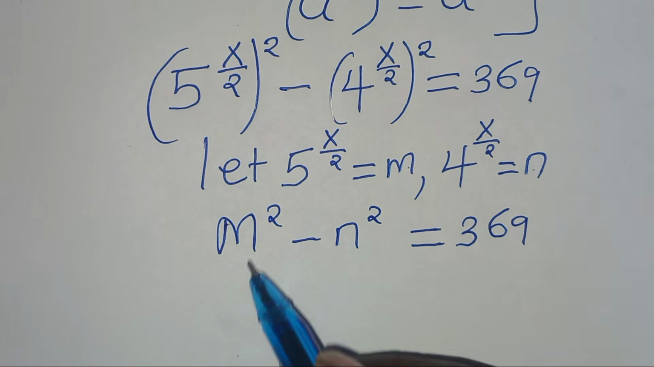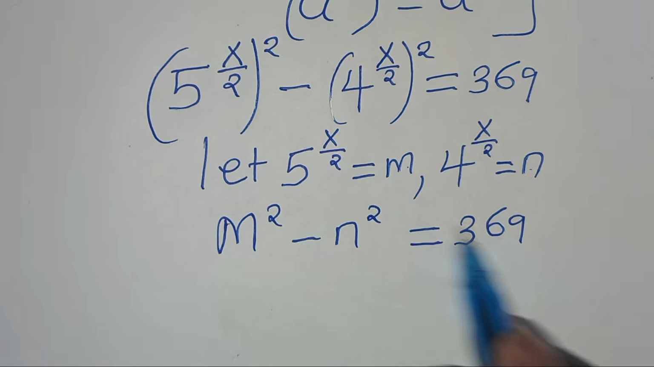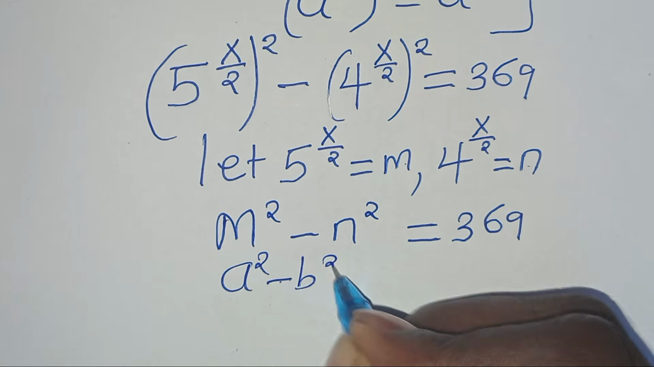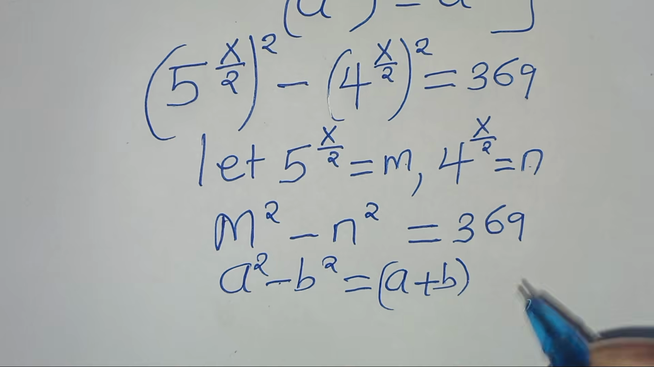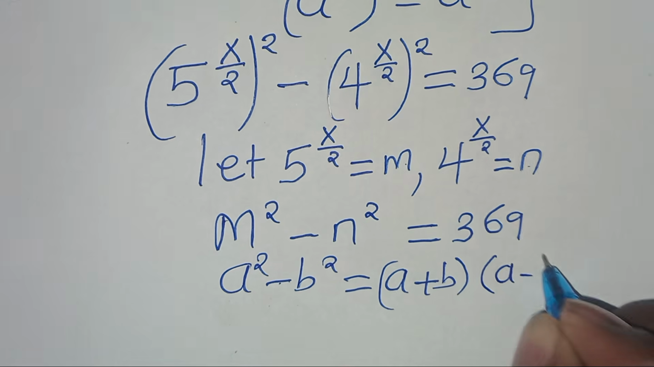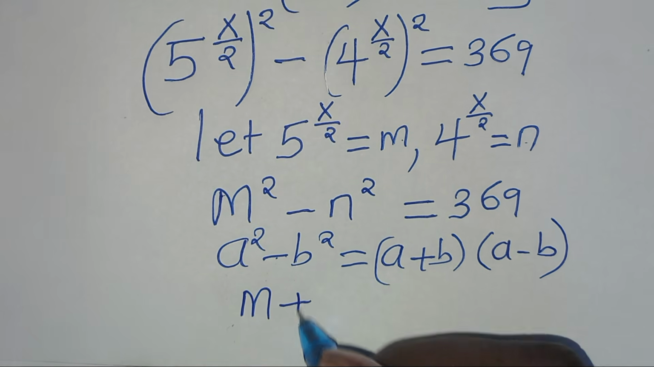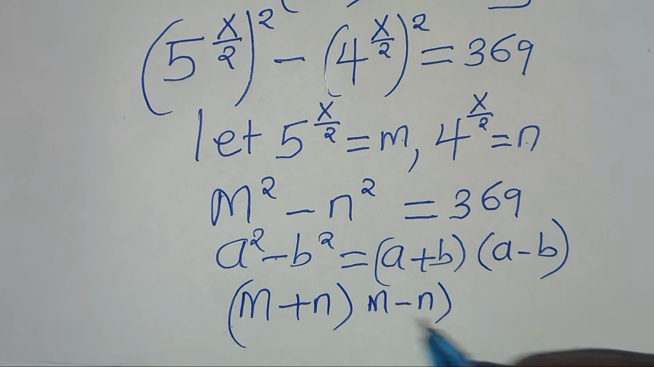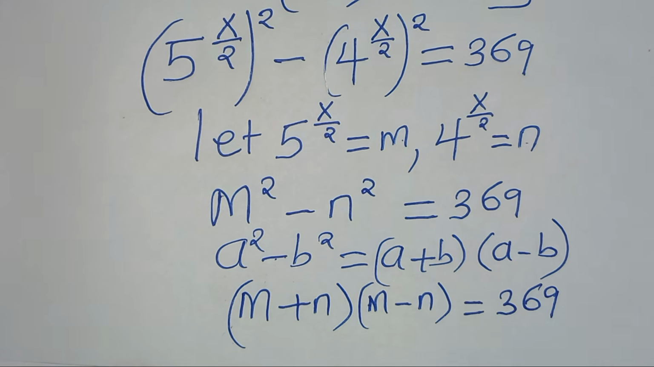Now we have that m squared minus n squared, this is the difference of two perfect squares expressed in the form of a squared minus b squared, which we can express as a plus b multiplied by a subtract b. So applying this identity, here we have m plus n multiplied by m subtract n. This is equal to 369.